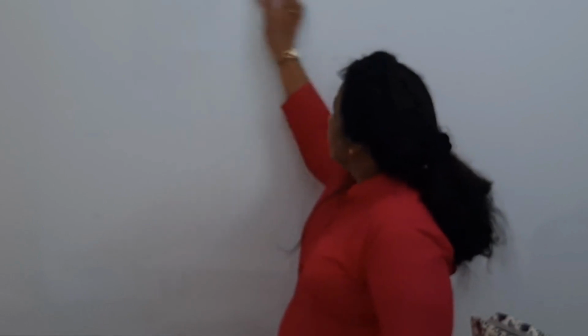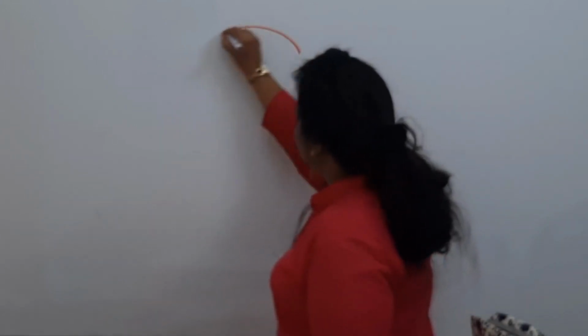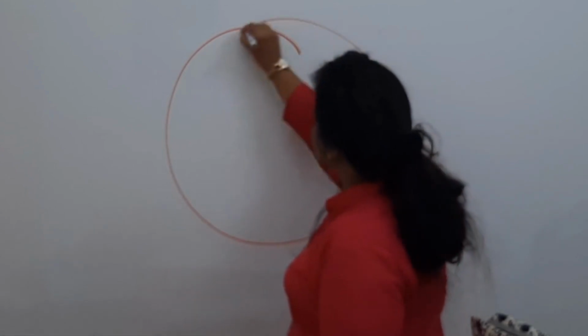Is there any relation between a tangent and a secant? Why? Because you have the tangent and the secant. You know the definition for tangent and the secant. Now I have a circle, and in this circle I am given a secant.